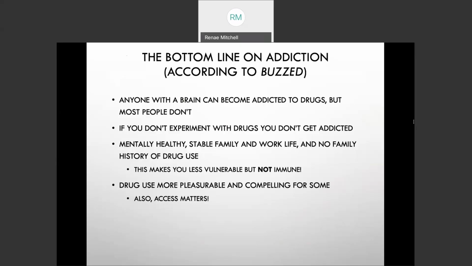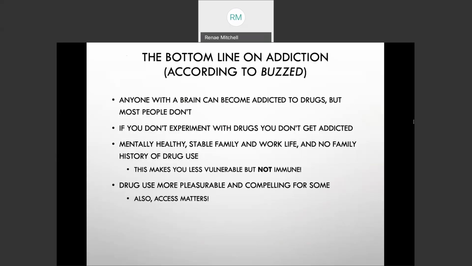What we do know for sure, though, is that if you don't ever use drugs, there's no chance to get addicted. So the safest way to avoid addiction is to not use drugs at all. But if someone uses drugs and they're otherwise mentally healthy, they come from a stable family, they've got a good work life, there's no family history of drug use, that does decrease the chances that that individual will become addicted to drugs, but it doesn't mean that there's no chance. So there is still some risk of becoming addicted anytime someone uses drugs, and that risk varies per individual.